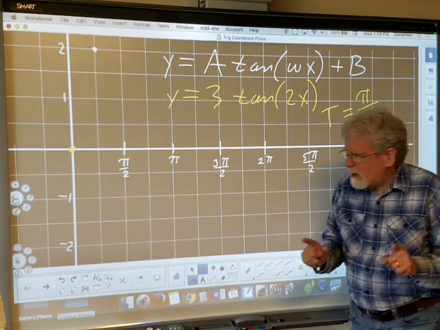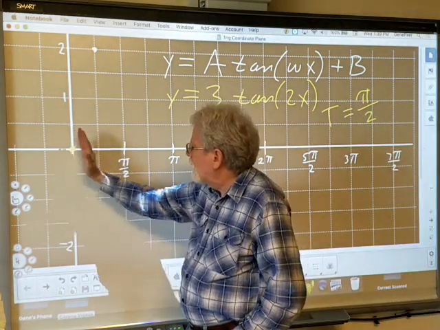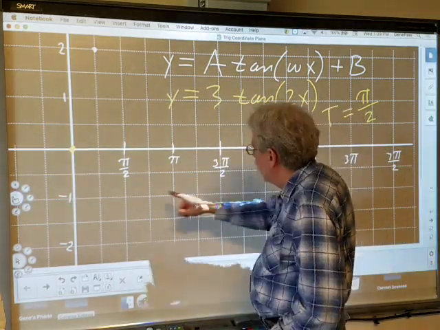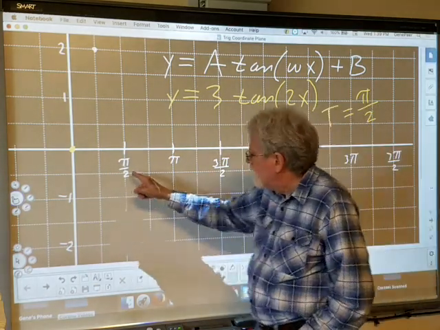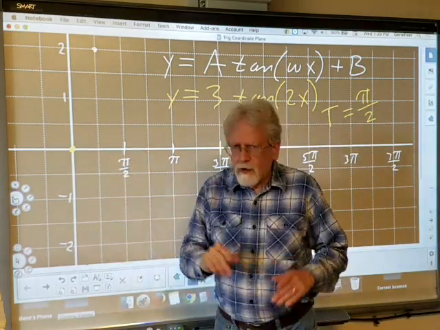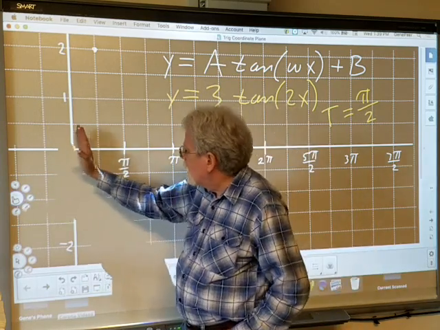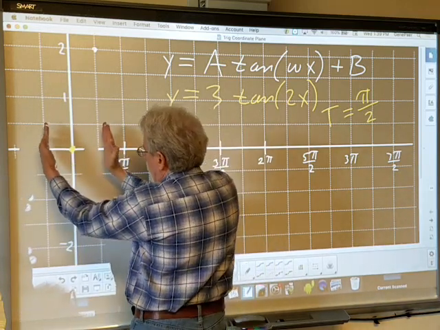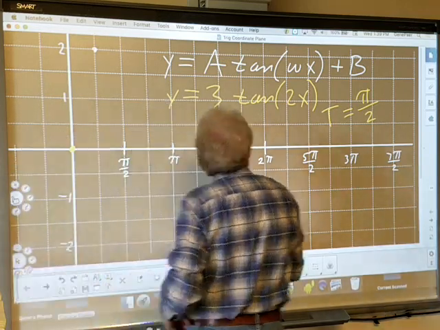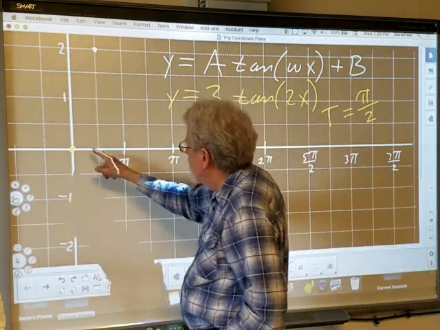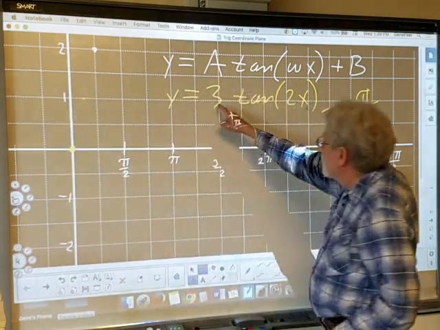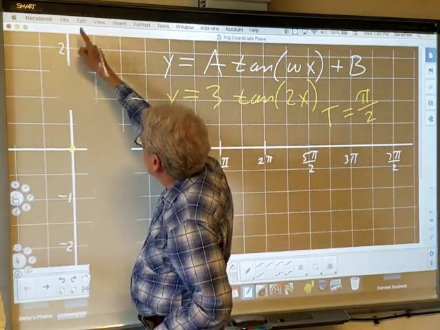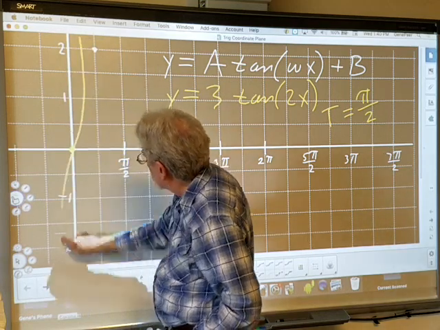Well, if the period is a half pi, that means we must go a fourth of a pi this way and a fourth of a pi that way. Don't think omega is pi over 2; the period is pi over 2. That means from here we go a fourth of a pi that way and a fourth of a pi that way for a total of 1/2 pi. And instead of going through 1 here, it's going to go 3 times higher, and I can't put it on the graph. So it's going to be super tall and skinny, and it's going to kind of look like that.